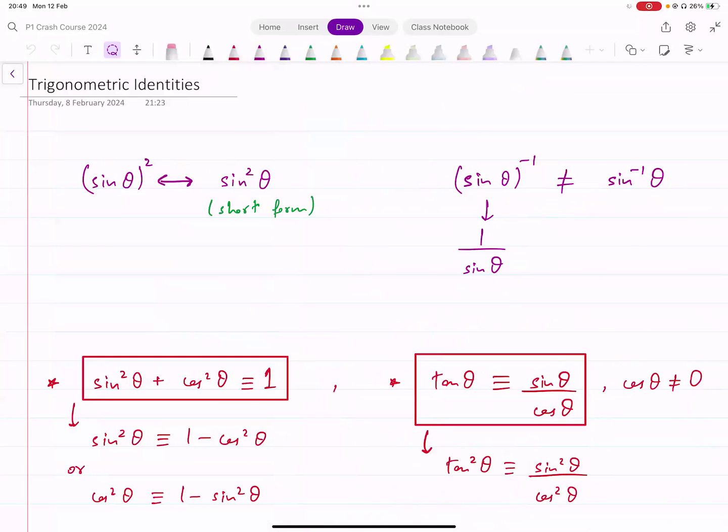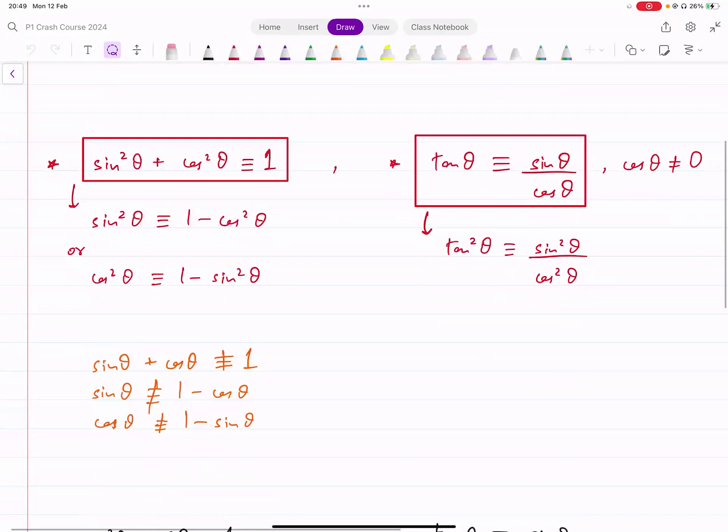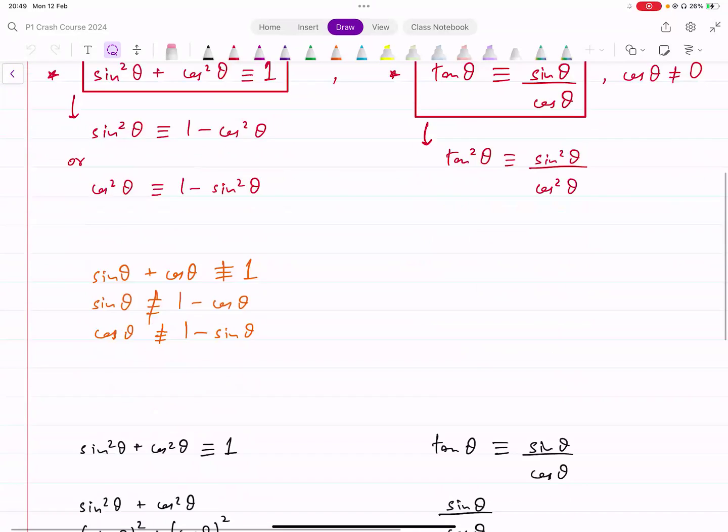And then in the last session, we also looked at these identities that we have. One is sine square theta plus cos square theta, that is identical to 1. That's one identity that we've got. And then there's another one, tan theta is identical to sine theta over cos theta. And by rearranging them, we get a couple of other forms as well. That's what we looked at.